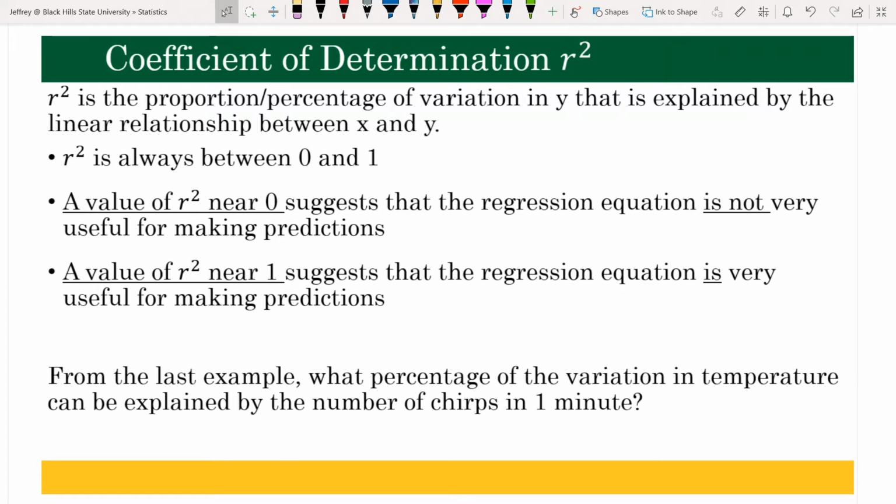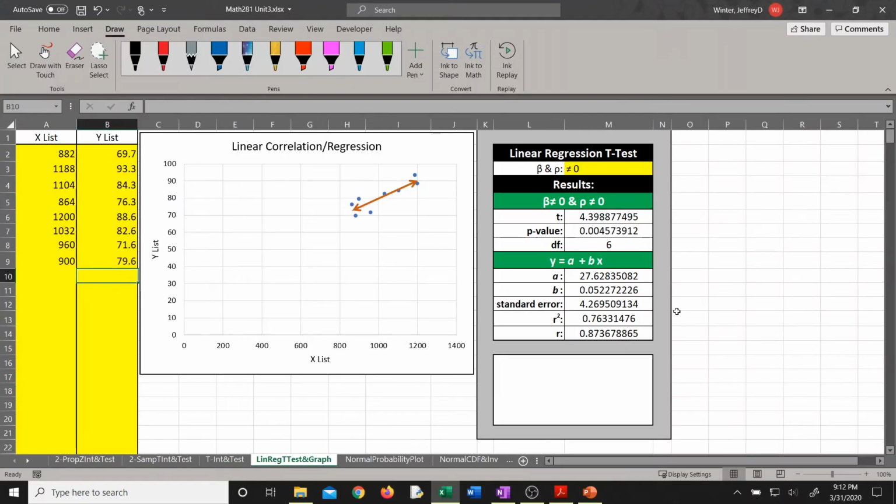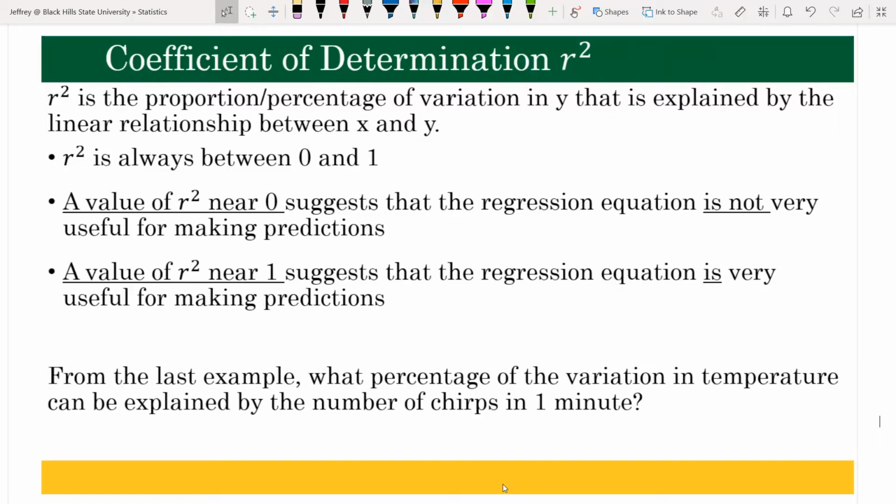So what the question asks is, what percentage of the variation in temperature can be explained by the number of chirps in 1 minute? So what we basically do is we look back at our Excel spreadsheet and we go and look and see what r squared is. And r squared in this case is 0.7633. In terms of percentage, this is 76.33%.